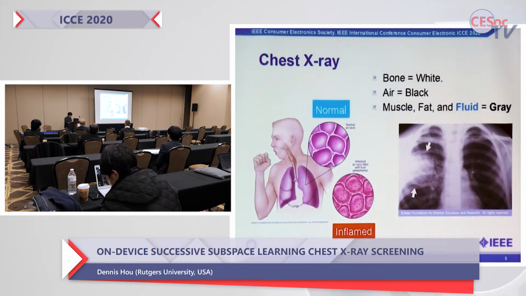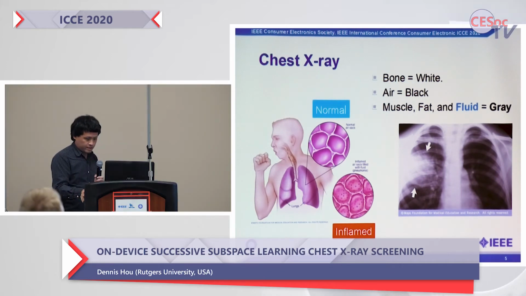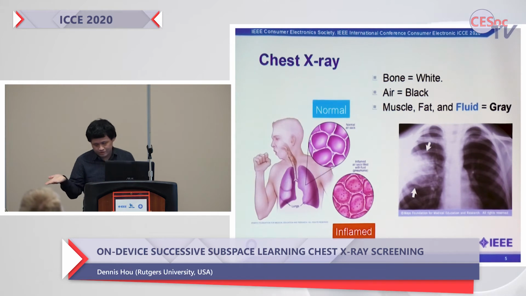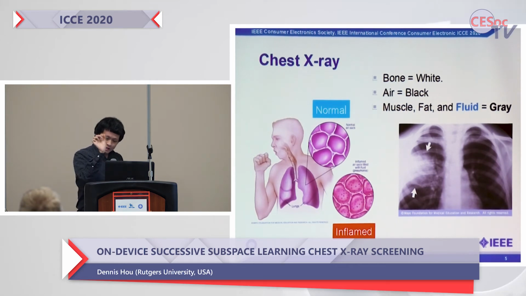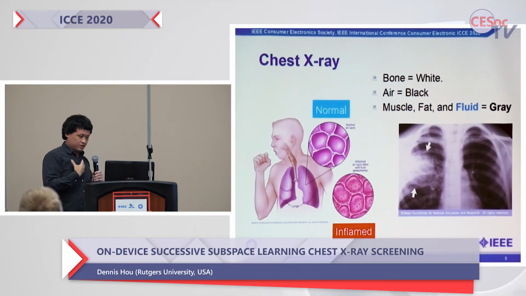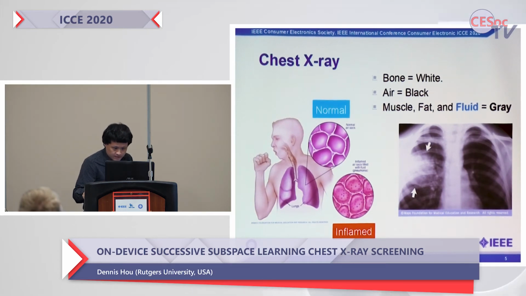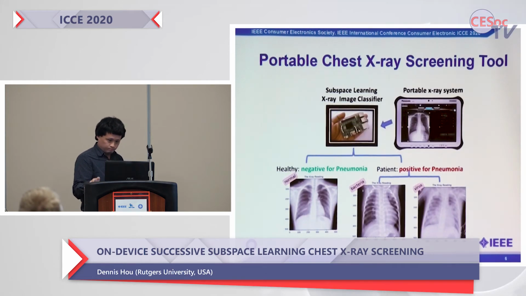So basically, this is what your chest X-ray would look like. Your monochrome bone is in white, with the air in between, and you're looking for fluid. Again, that could be other things, like a pulmonary edema, pleural effusion, whatever. But in any case, you're looking for certain marks of the inflammation in the sacs and so forth. So this is essentially what we're working with.